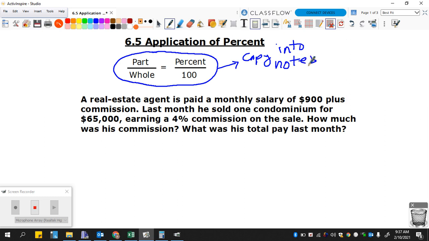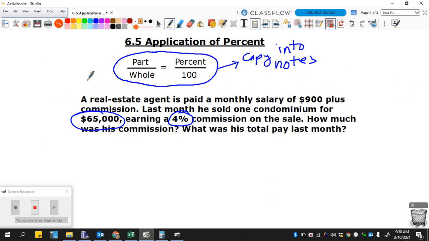All right, so here's how we do it. It says a real estate agent is paid a monthly salary of $900 plus commission. Now, commission is just simply a percent of total sales. Last month, he sold one condominium for $65,000, earning a 4% commission. So here's what we need to figure out: how much was his commission?